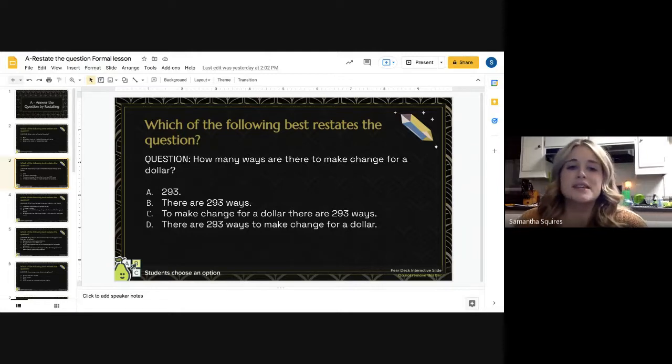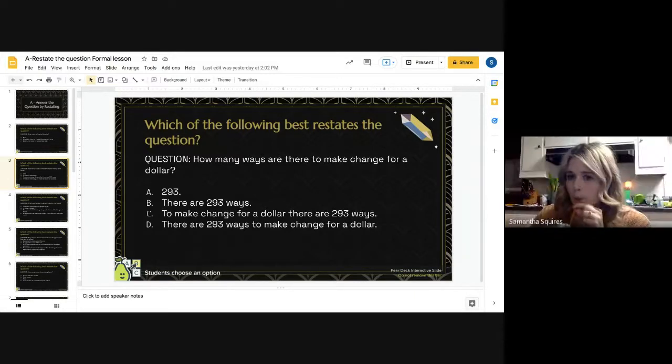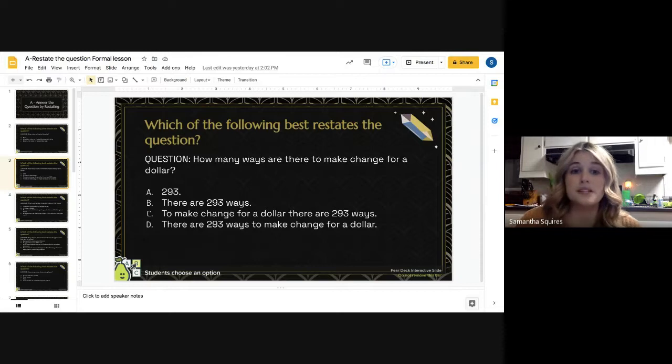So our question for this one is, how many ways are there to make change for $1? Two of those we can automatically delete. We can eliminate them ahead of time. Which two could we automatically get rid of? You tell me. A and B. Yeah, A and B. They tell us the right answer, but what do they not do? Say the question. Yeah, they don't say the question. They don't restate. So now we have to pick between C and D.